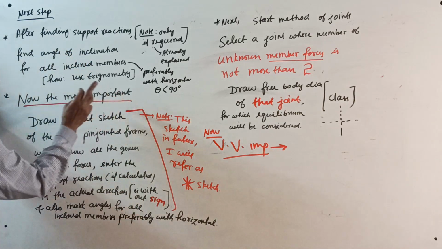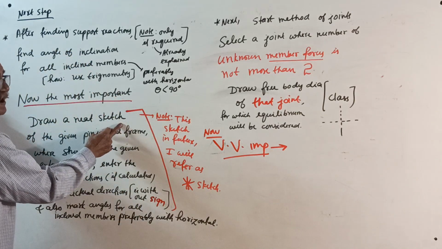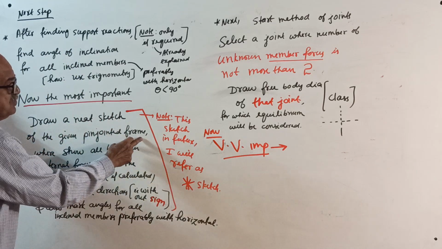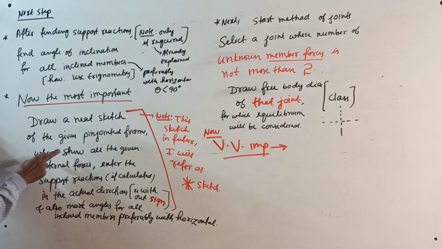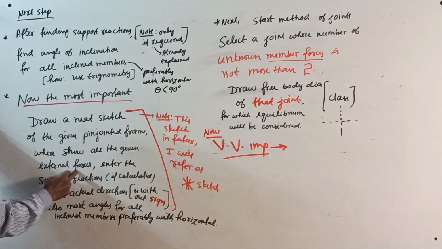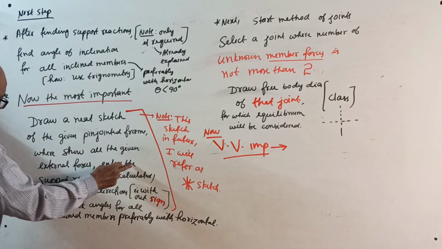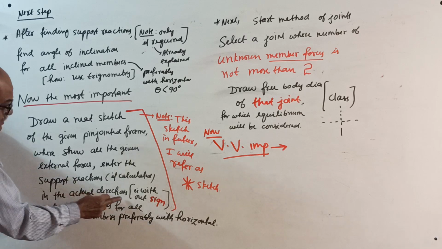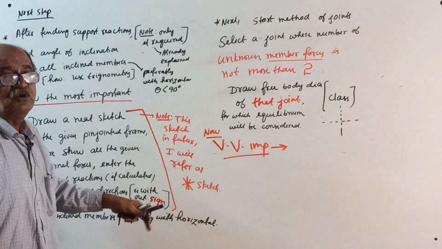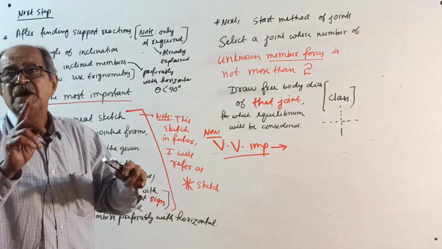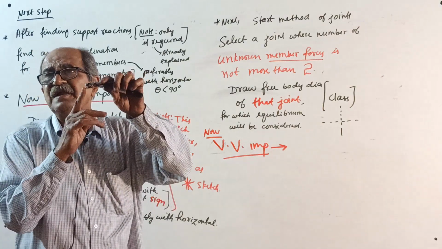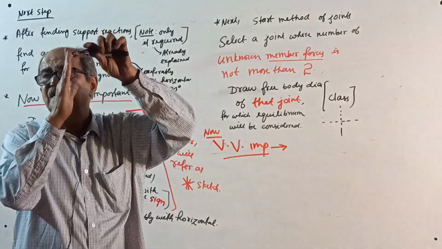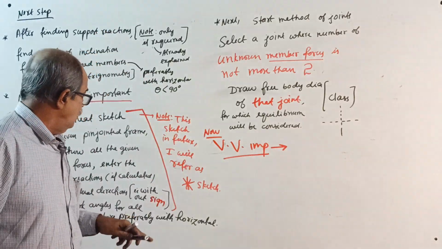Now the most important step. Draw a neat sketch of the given pin-jointed frame, where you show all the given external forces. Enter the support reactions, if calculated, in the actual directions, that is, without sign. Suppose you consider a reaction. See, when you find a reaction, you are assuming a direction. If it is positive, you make a note here.